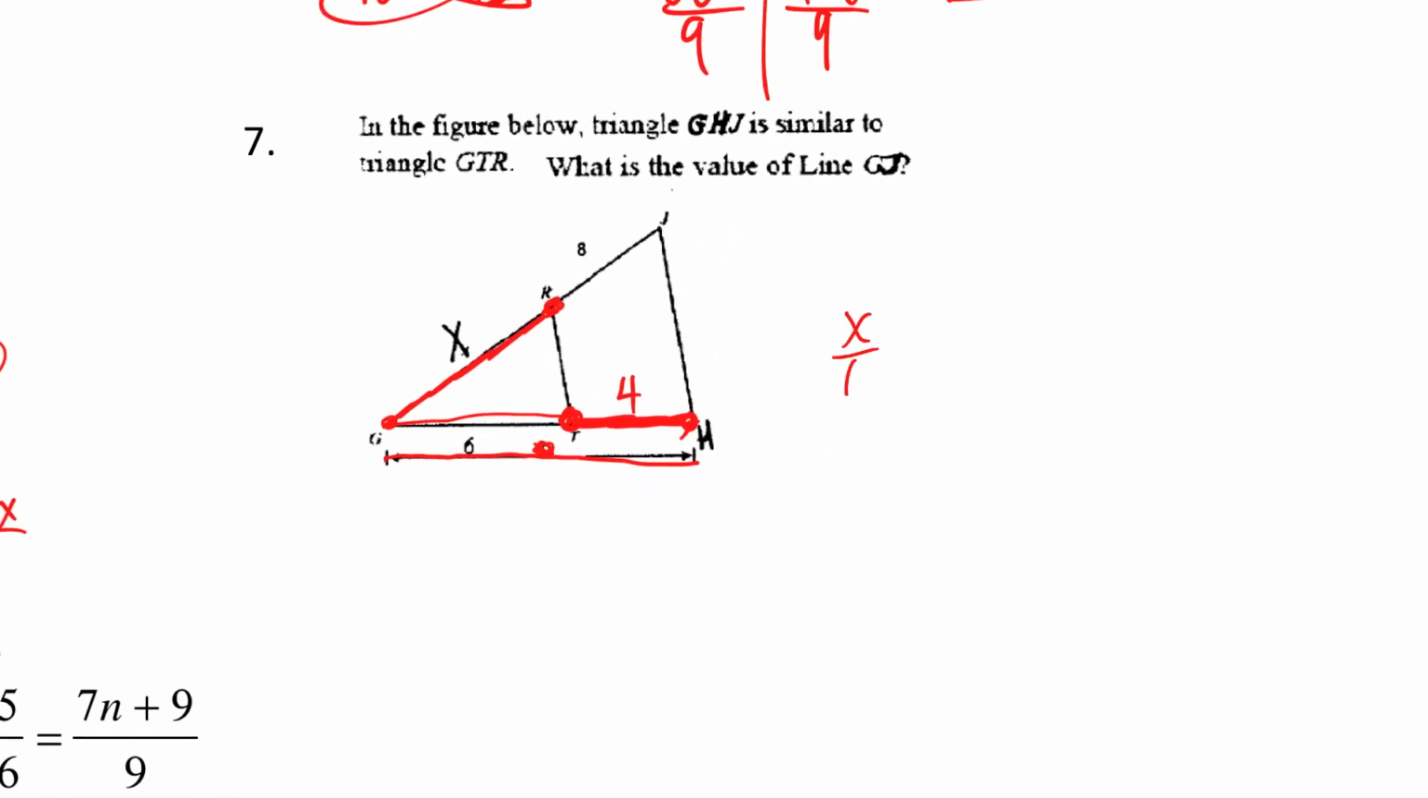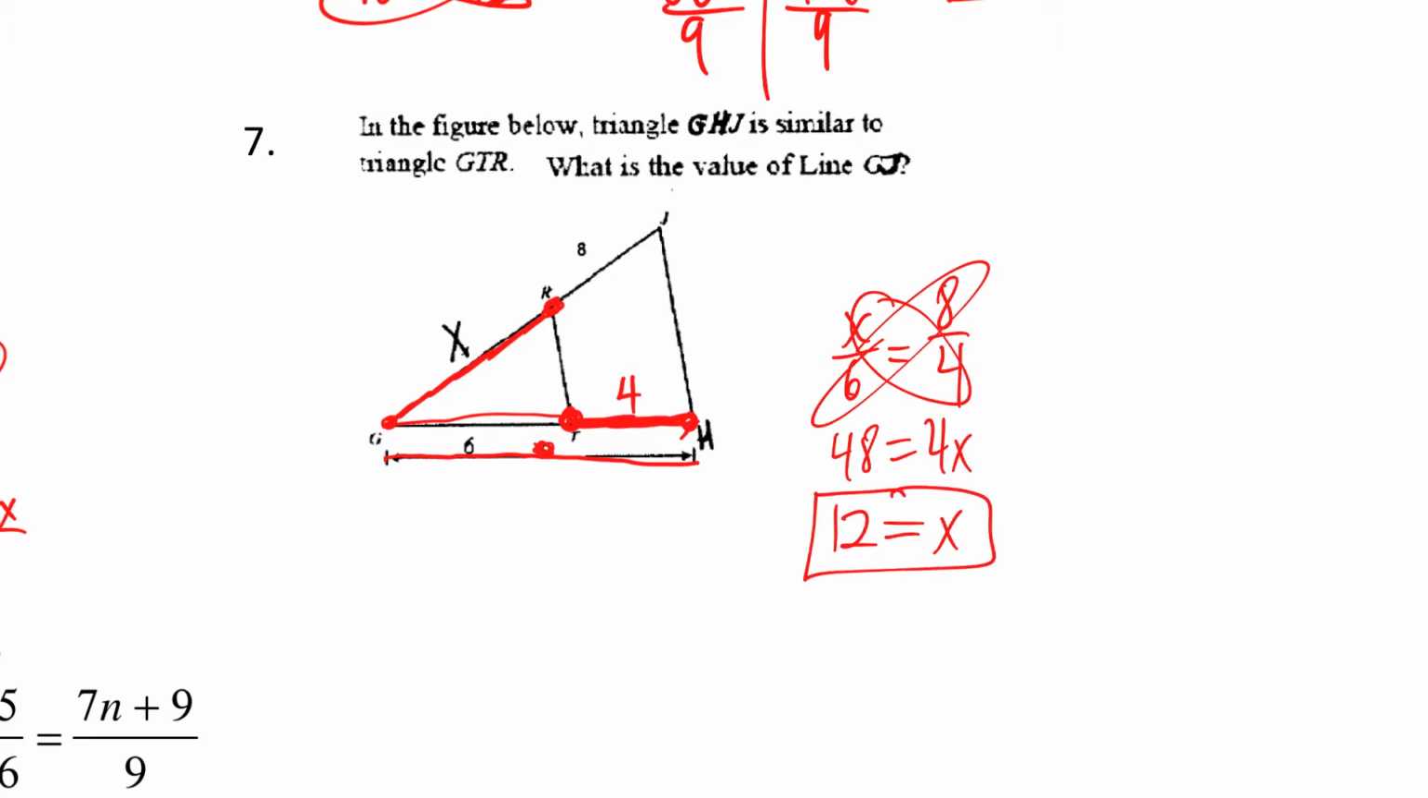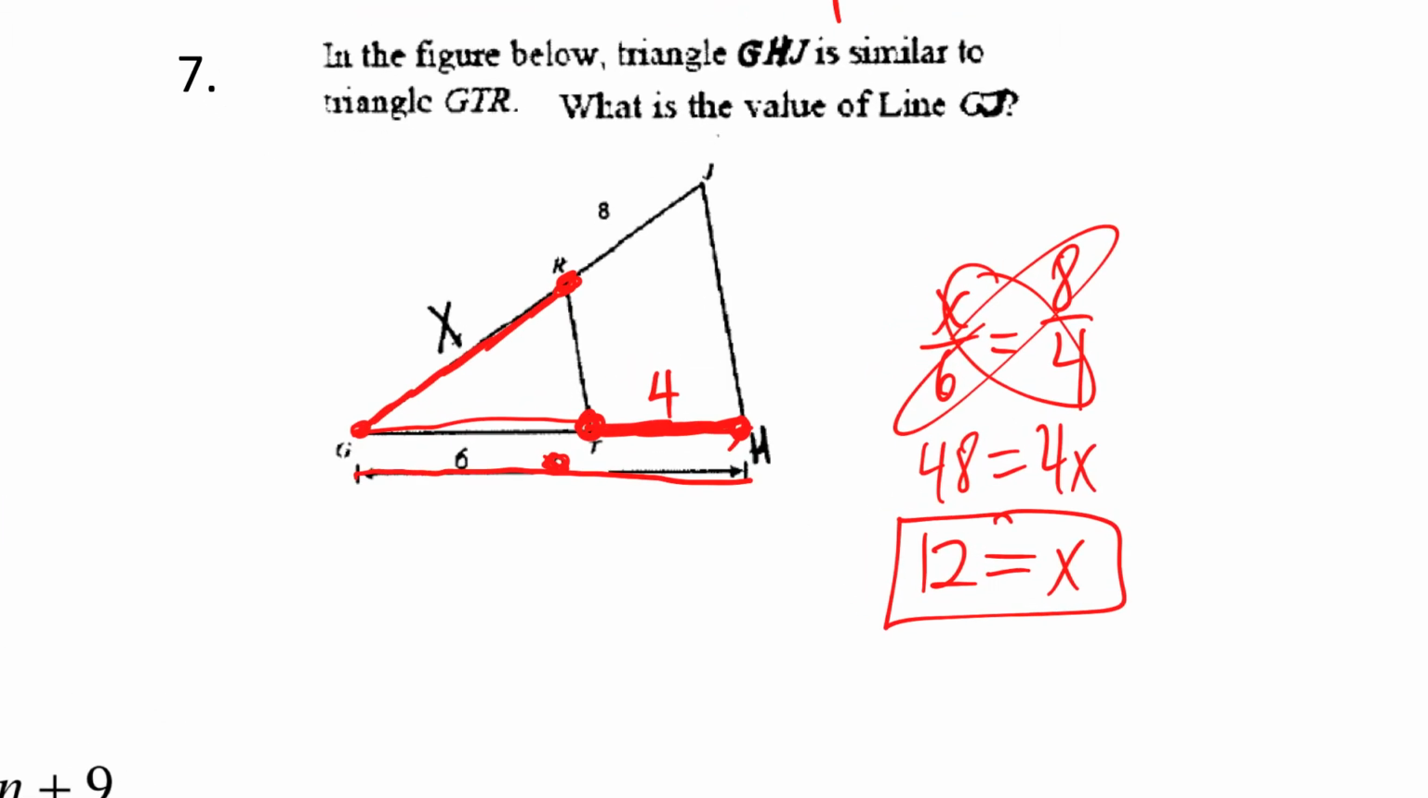So I'm going to say x is to 6 as 8 is to 4. So you get 48 equals 4x, divided by 4. So x should equal 12. Which makes sense because if you go from here to here, that's just doubling that, right? 4 times 2 is 8. So 6 times 2 should give you 12 here.